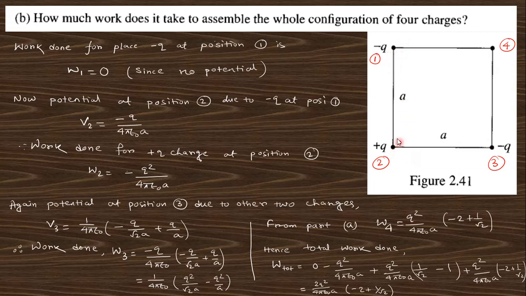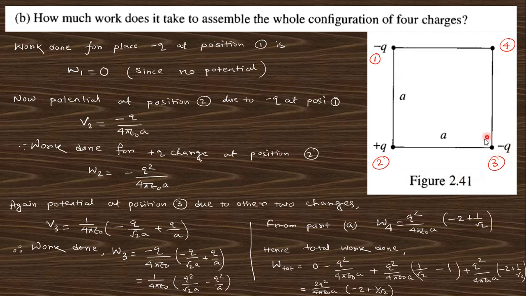Okay, for placing the next charge, the potential at that point due to this charge will be minus q by 4 pi epsilon naught a, right? So the potential at the second point due to this charge will be minus q by 4 pi epsilon naught a, and the work done will be the charge times that potential. The charge will be plus q, so placing this charge at that point in the presence of the minus q charge at position 1, the work done will be like that.